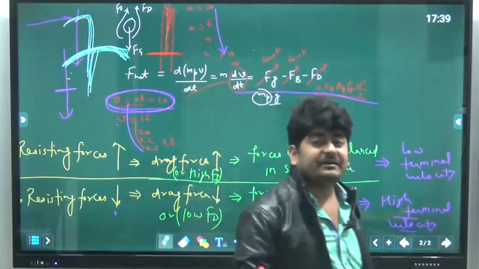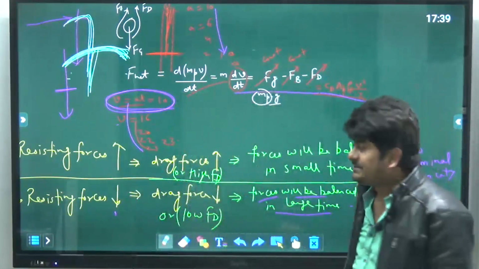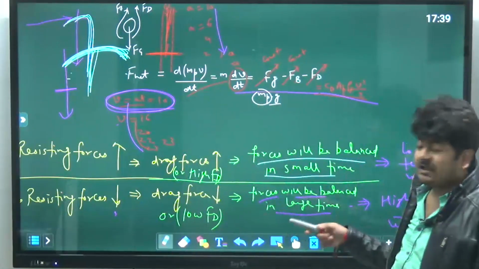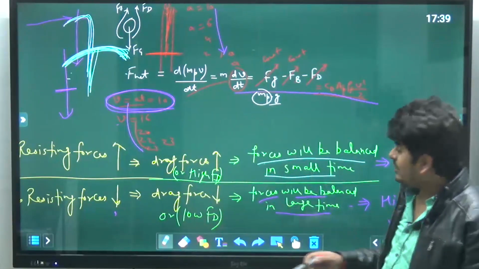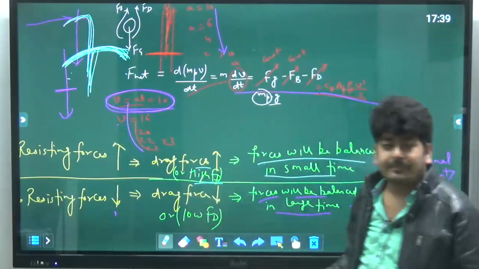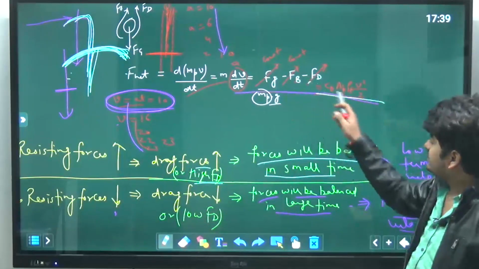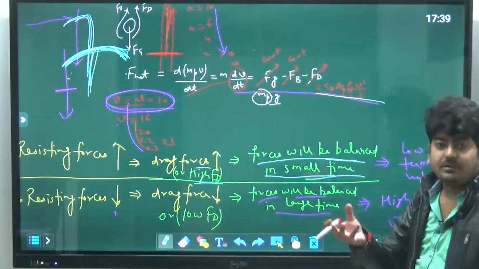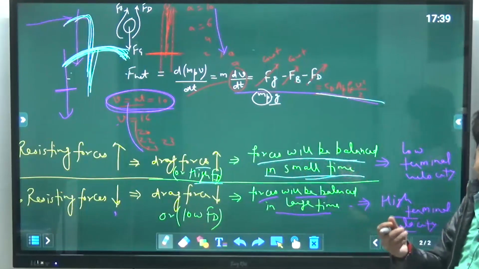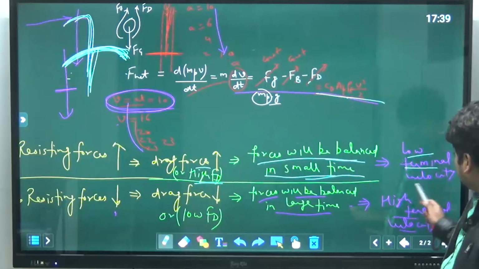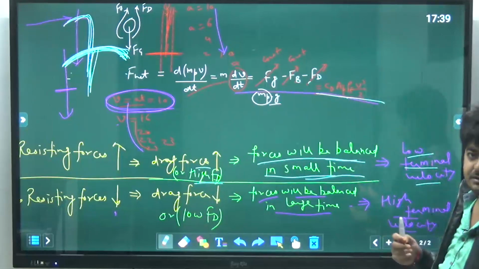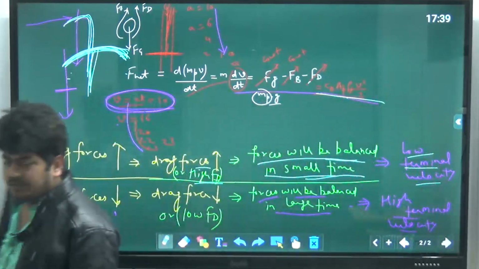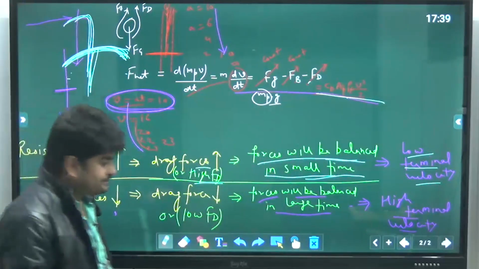And as the relative projected area increases, forces will be balanced in a small time because drag force will be high. As you can see, drag force is directly proportional to projected area. And when forces are being balanced in a small time, the terminal settling velocity will be low and the person will fall with low velocity. Okay, I hope you can visualize this scenario easily. That's a very simple scenario.